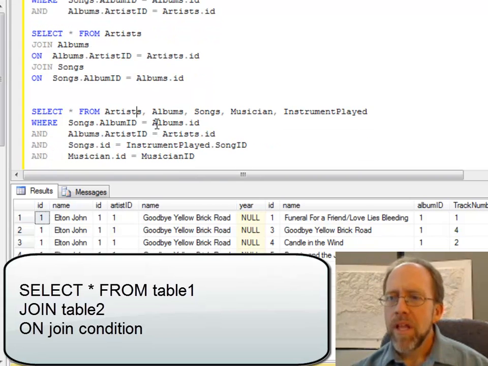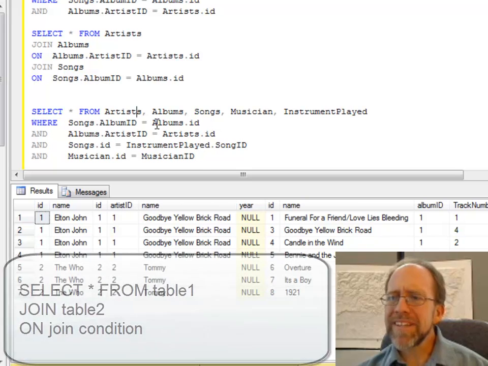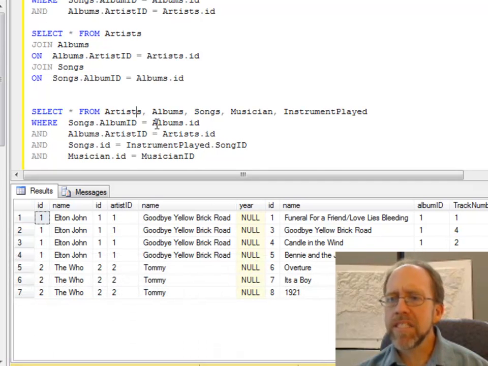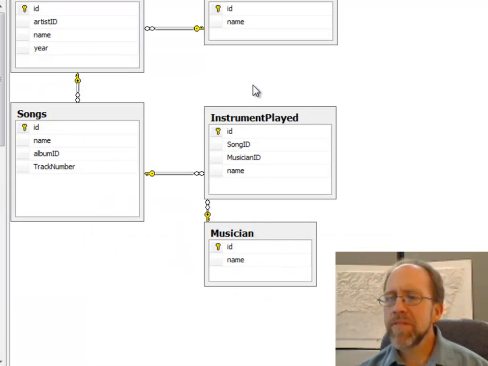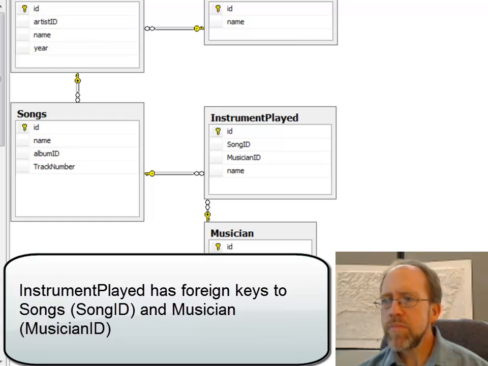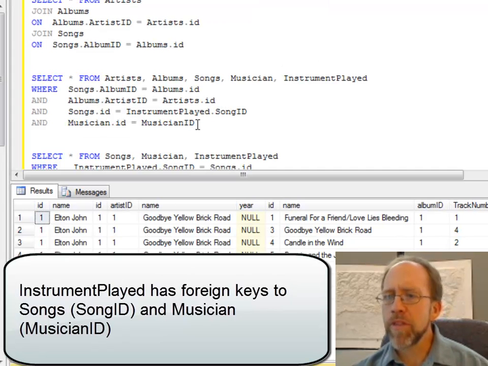Now, that tree was a little bit more complex, and the complexity of the tree that we had here is going to be kind of important here, because I'm going to be looking at this multi-relational situation here where I have instrument played, songs, and musicians. Okay, well, suppose I want to see everything there.